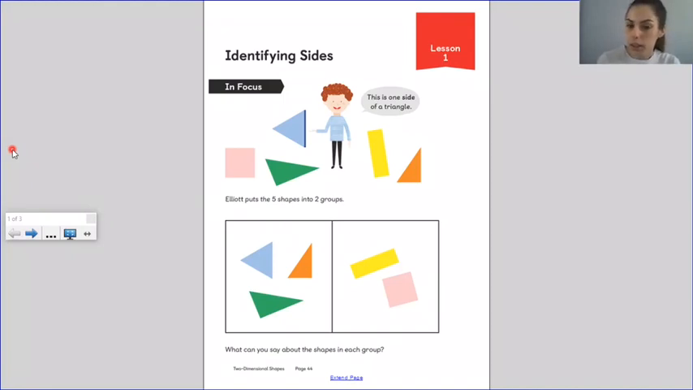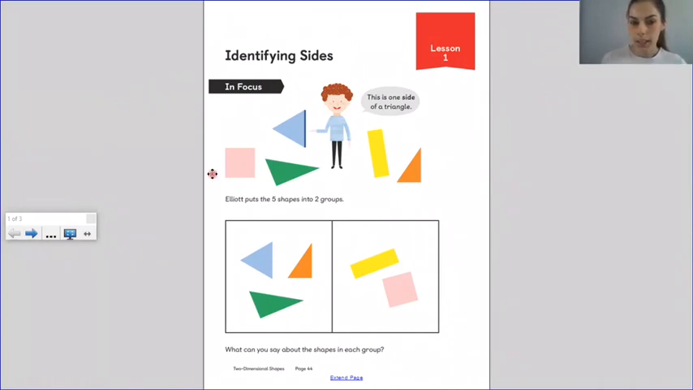Now, you started looking at shapes in maths. We're looking at 2D shapes, so they are flat shapes, okay? Now, here we have some shapes. Elliot has some shapes for us. And if you had a look at yesterday's lesson, you would be able to help me name these shapes.